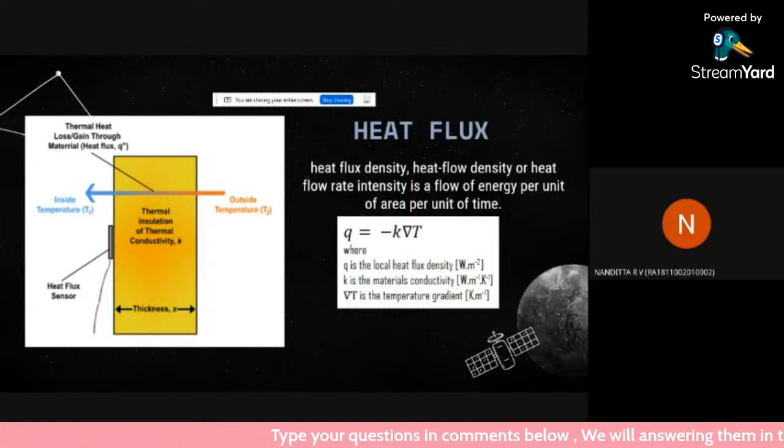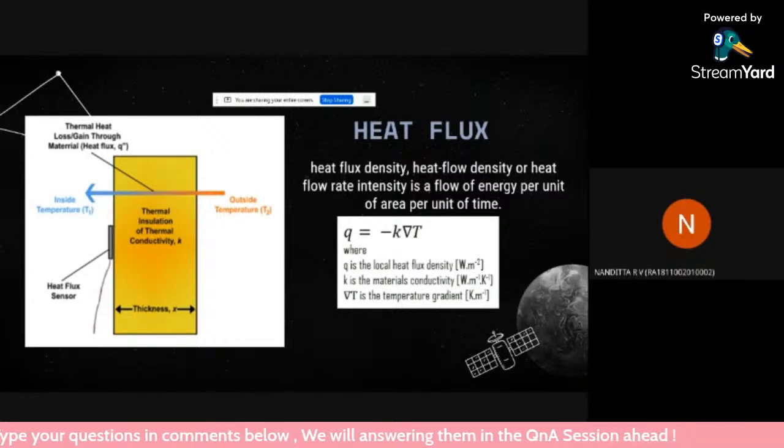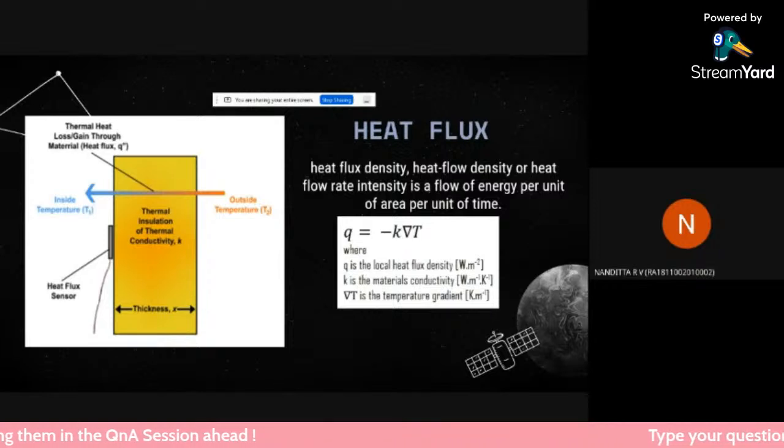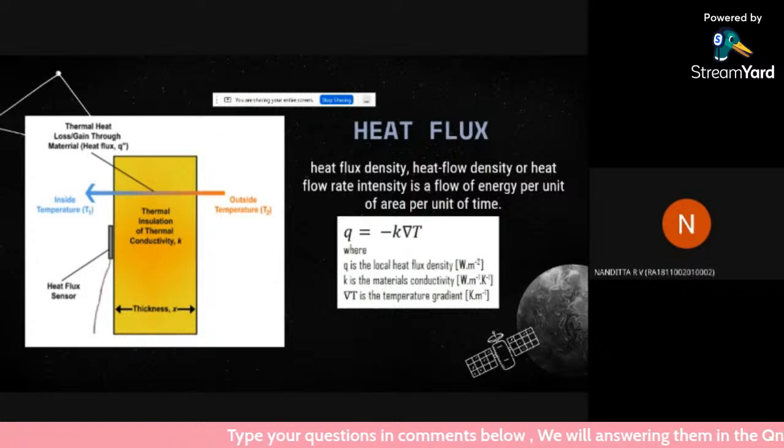Here I've illustrated the picture of the heat flux formula, which is minus K into delta T. Delta T is the temperature gradient, which is the difference in the temperature. So I'll be explaining the picture which I've depicted on the left, that is how the thermal heat loss and gain happens through a material.